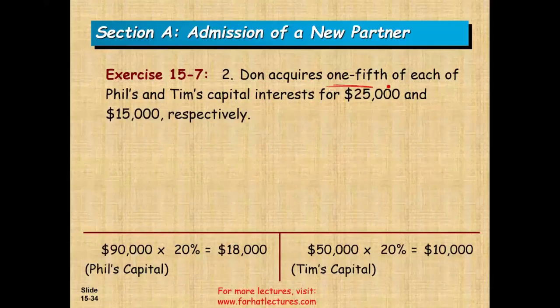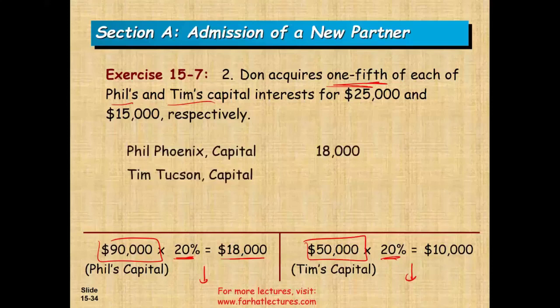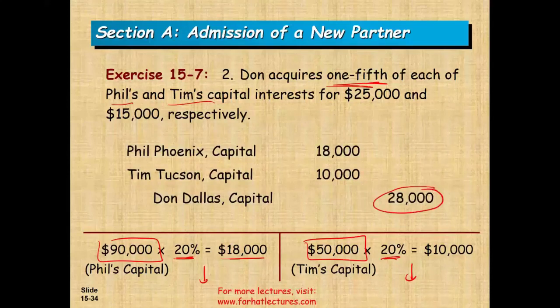Don acquired 1/5 of each of Phil and Tim's capital. Now, Phil gave up 20%. Tim gave up 20%, which is 90,000 times 20% equal to 18,000. So Phil's capital will go down by 18,000. Tim's capital will go down by 10,000. And that's going to go to the new partner, Don. So Don acquired the 28,000: 18,000 coming from Phil, 10,000 coming from Tim.